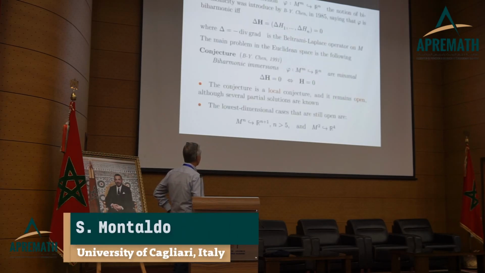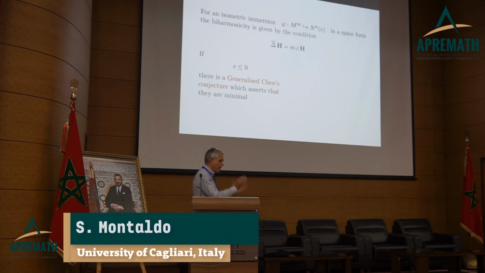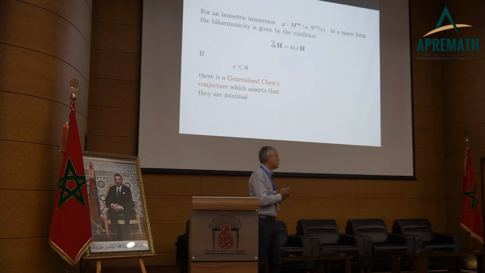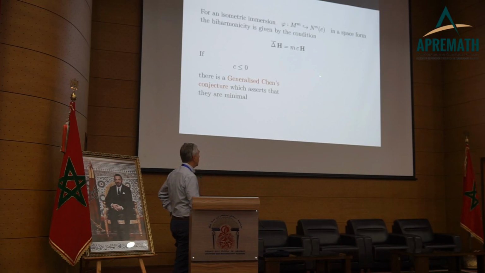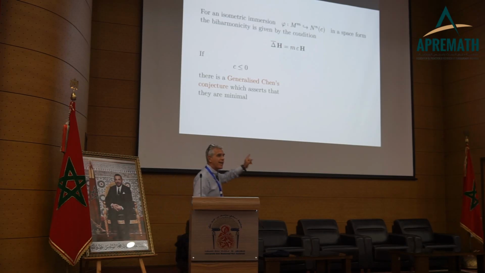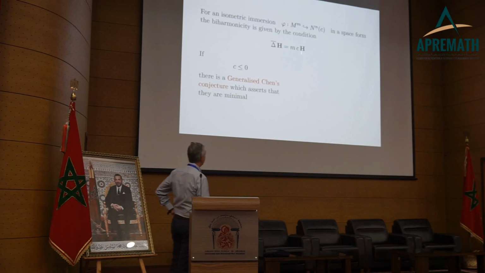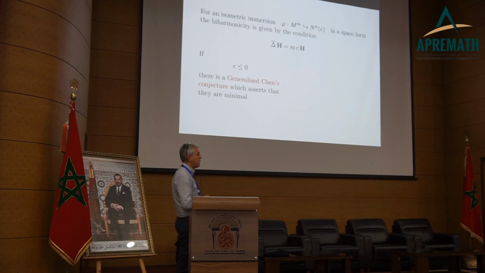And if we change the ambient space to a space with constant sectional curvature, a space form if you wish, then the condition becomes this one. Now, of course, to write this condition in the slide, I'm using the equation we have deduced from the variational problem. And in this case, when C is non-positive, we have a generalized Chen conjecture, which is saying that probably also in this case, the game is to prove that you only have the minimal ones.